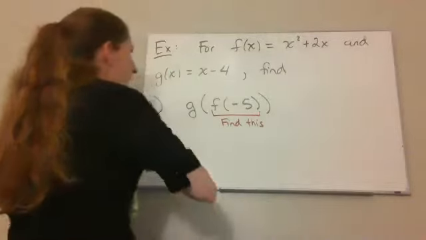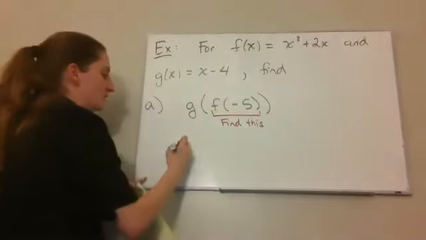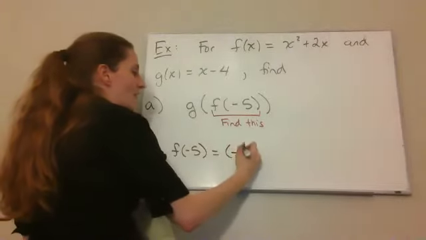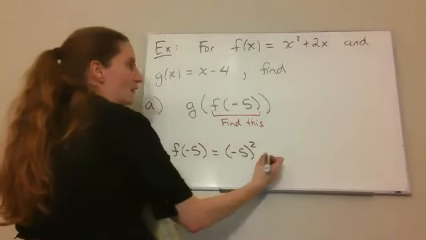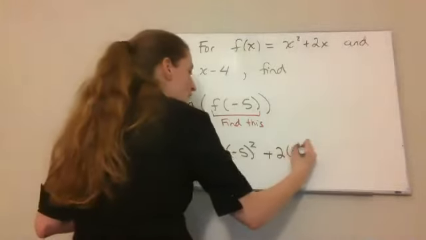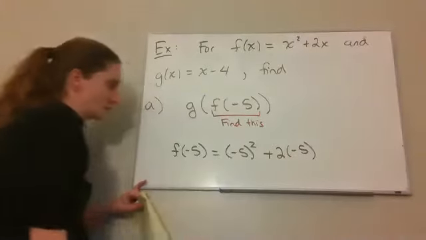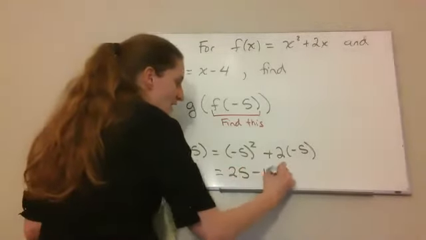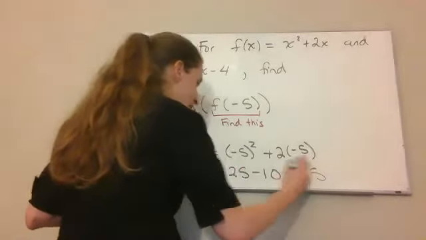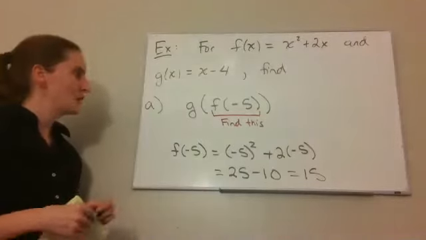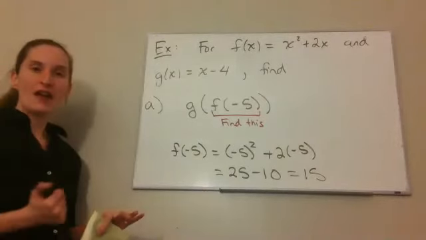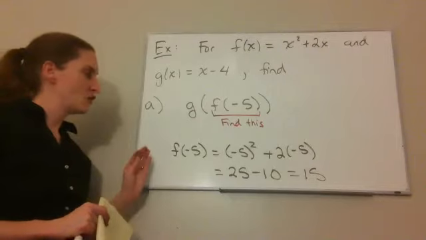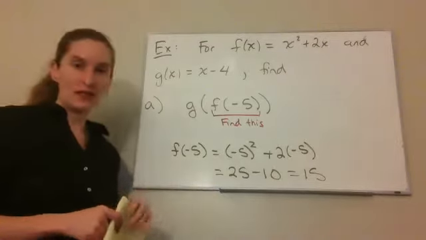So f of negative 5 is equal to negative 5 in parentheses squared plus 2 times negative 5. This is 25 minus 10, which is 15. So what this tells me is g of f of negative 5, I can now evaluate as g of 15.